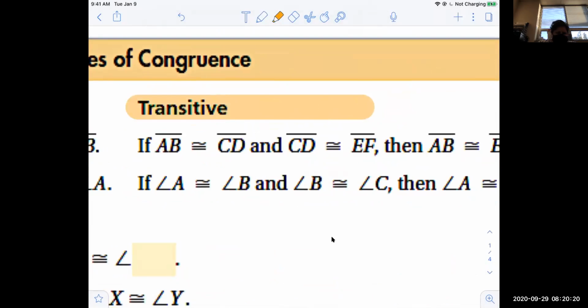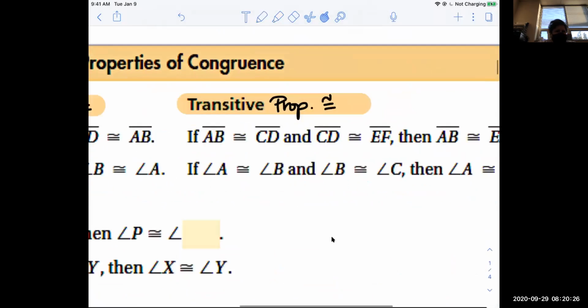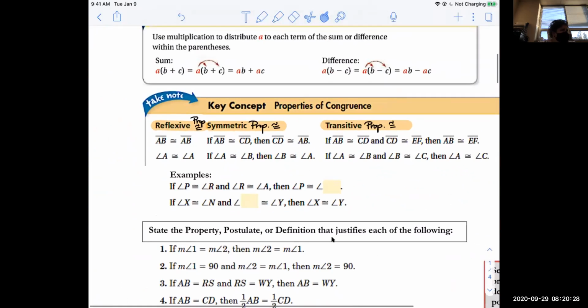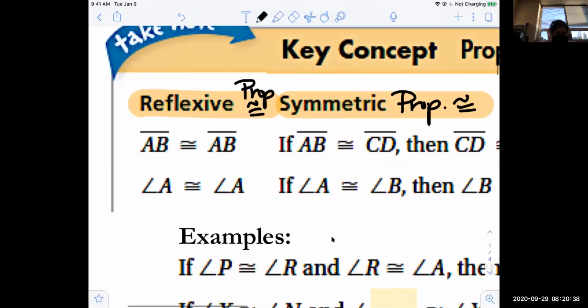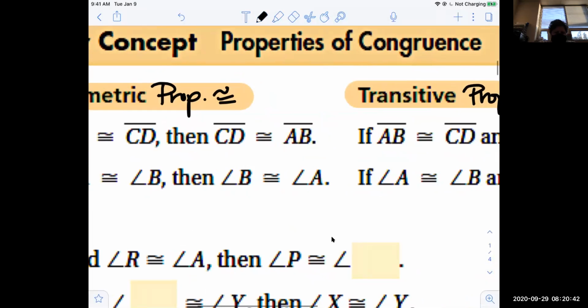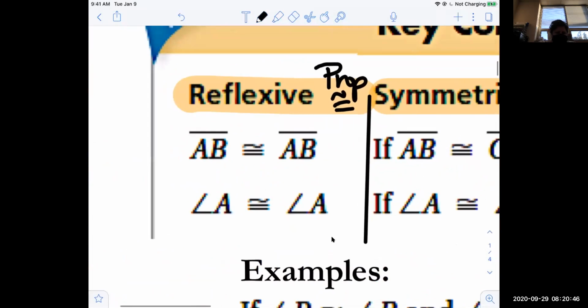Now, I'm going to be picky about you writing property of congruence versus property of equality. Every time that you're doing something on an equation, it's going to be property of equality. Again, distributive is technically not a property of equality, but if you write equality, that's okay. And anytime that you're doing it on congruence relationships rather than equations, then it cannot be a property of equality. So options might be reflexive, symmetric, and transitive.